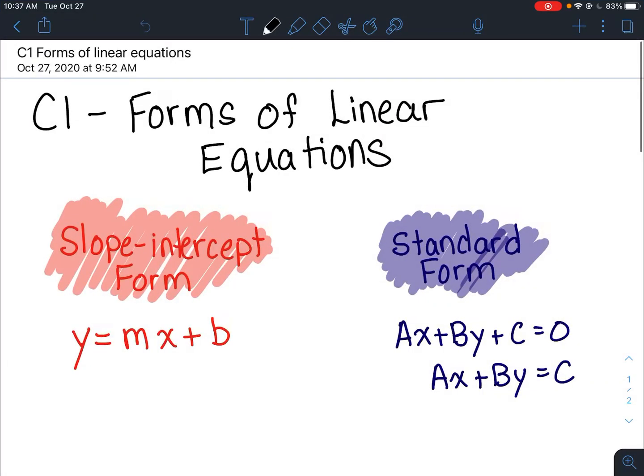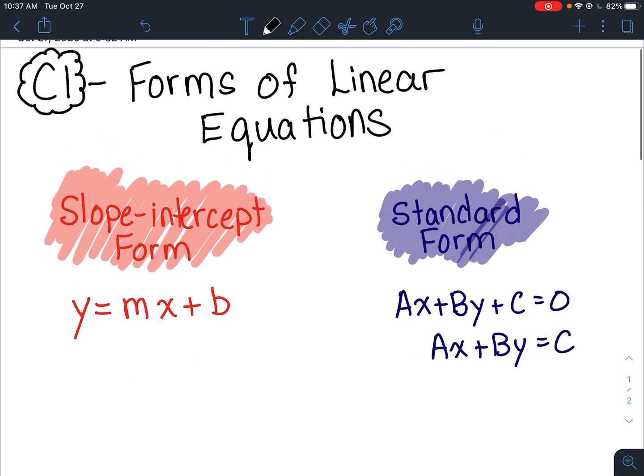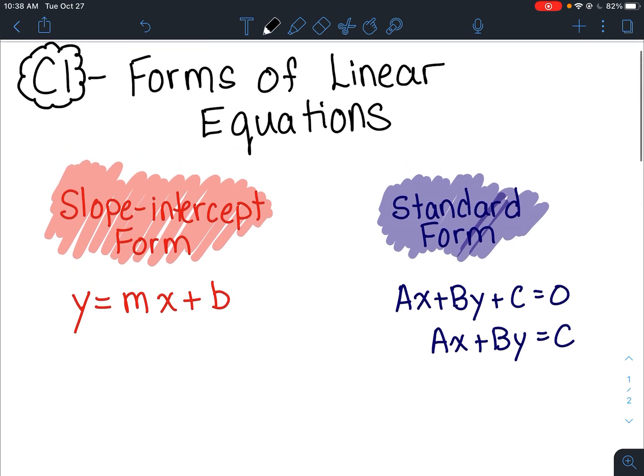All right, we're doing forms of linear equations in this video. So it's part of our C1 analytic geometry topic. We typically write linear equations in two different ways. This way, in the red, slope-intercept form is so handy. It's the best. And it's really handy because you can easily find the slope and the y-intercept.